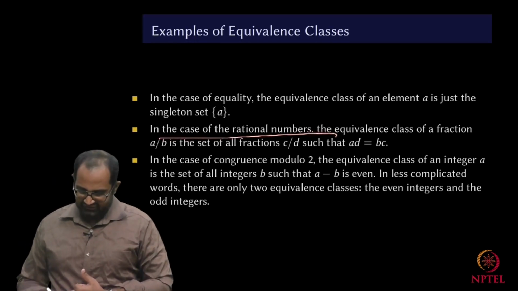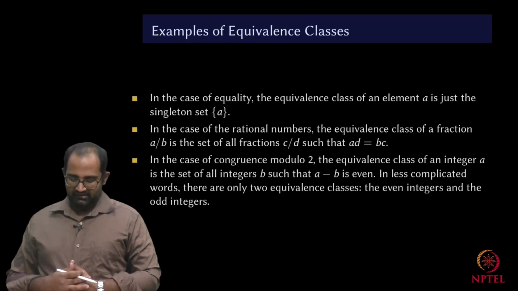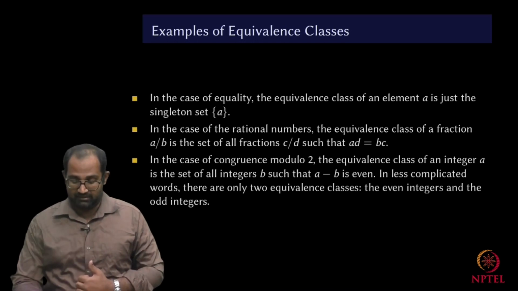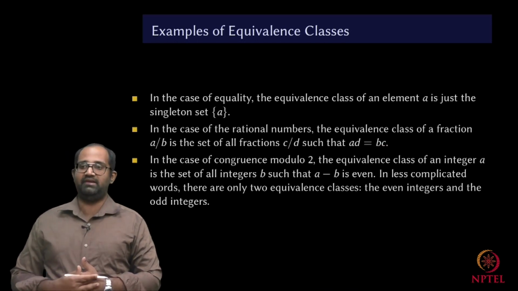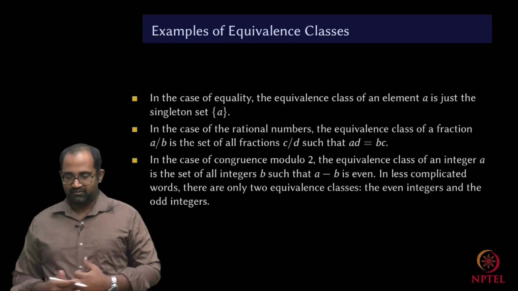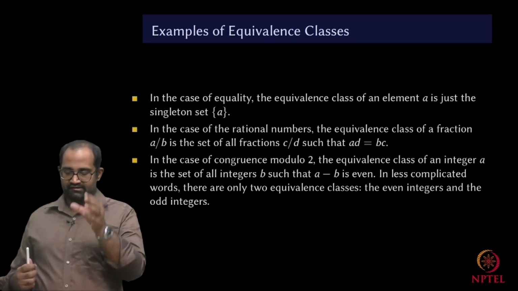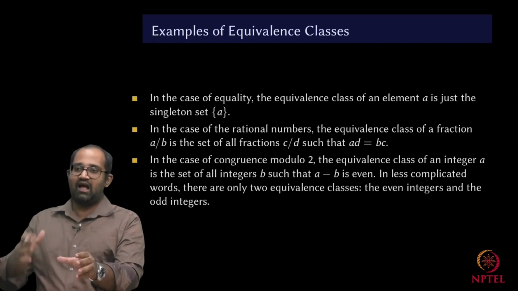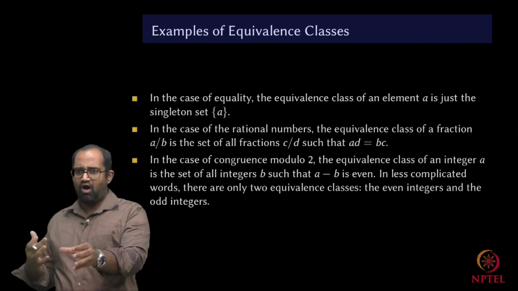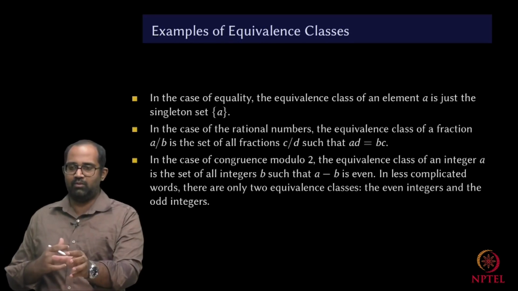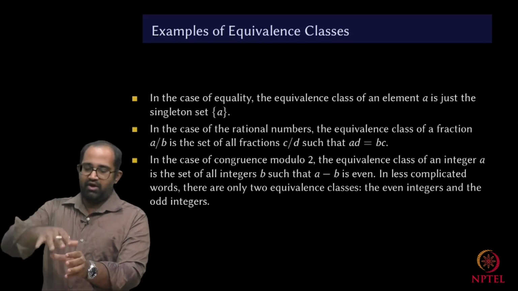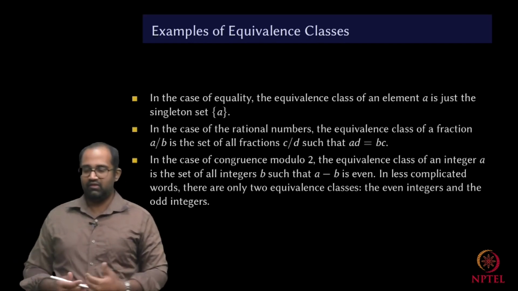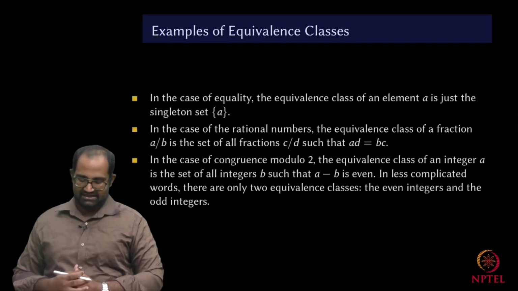In the case of rational numbers that we saw, the equivalence class of a fraction A by B is the set of all fractions C by D such that AD equals BC. So, this is what I meant by you can represent a single rational number by the equivalence class of all fractions. You just put all the fractions that represent a particular rational number in a box and say that is the rational number. That is essentially how the rational numbers are constructed from the integers.